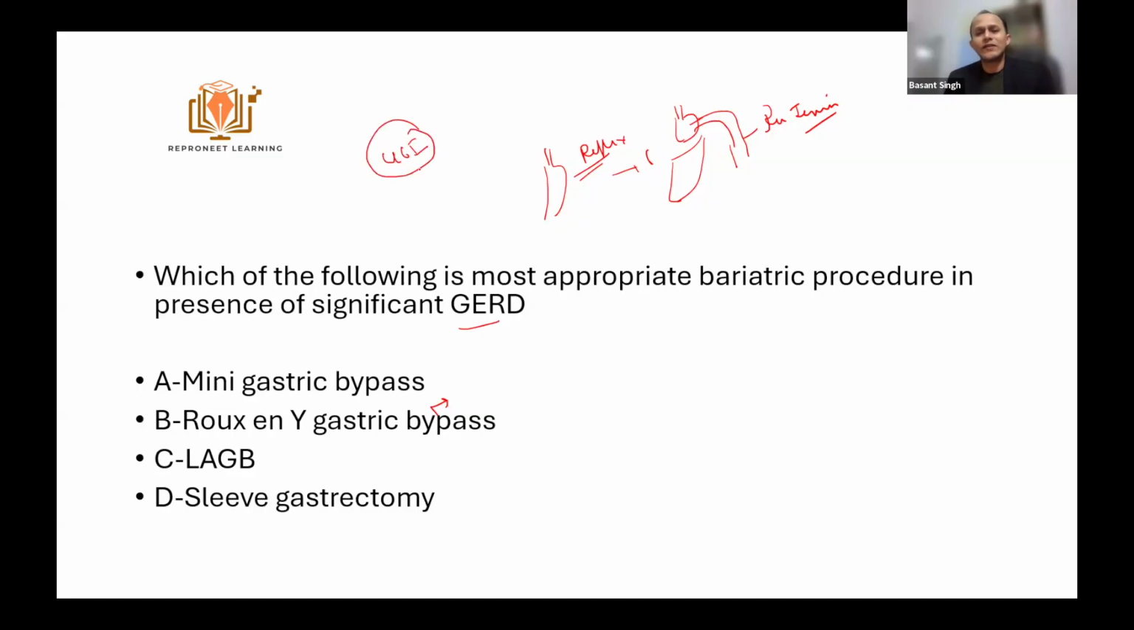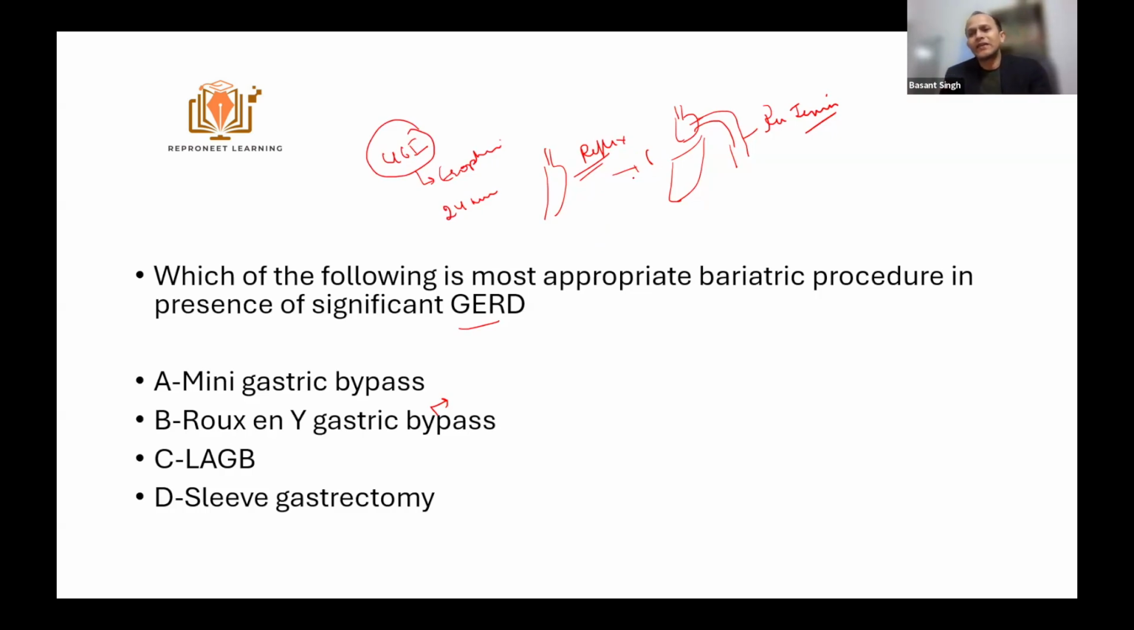So if you have any evidence of esophagitis, then we do a 24-hour pH study also in this patient. So we have to prove that this patient has GERD. Otherwise, most of us will have some amount of esophagitis. It doesn't mean that all patients should undergo a Roux-en-Y gastric bypass.